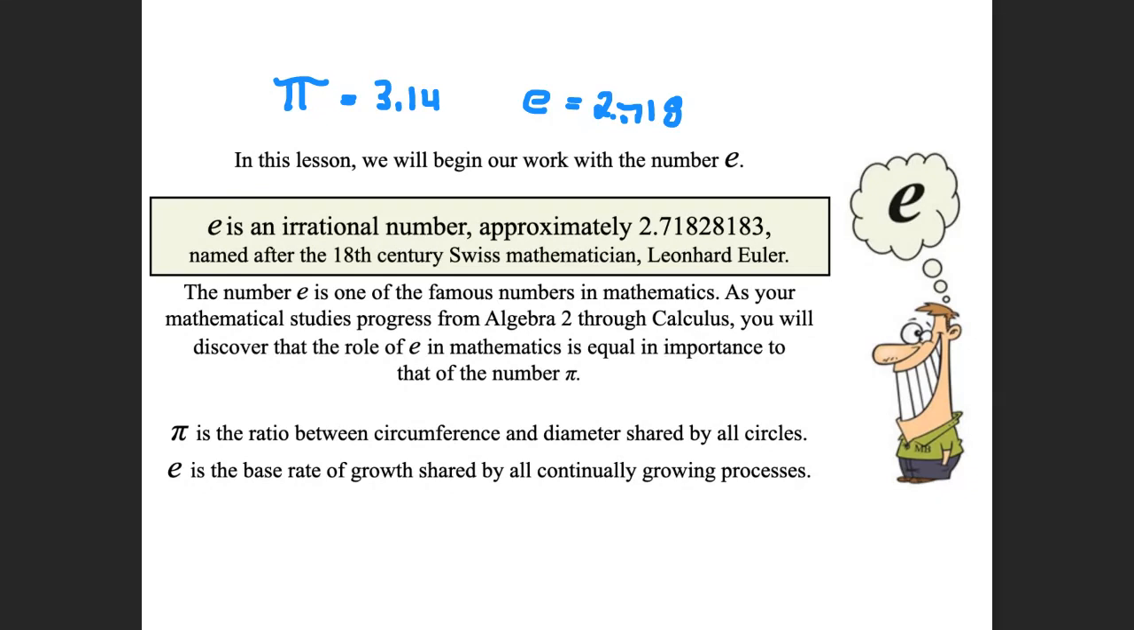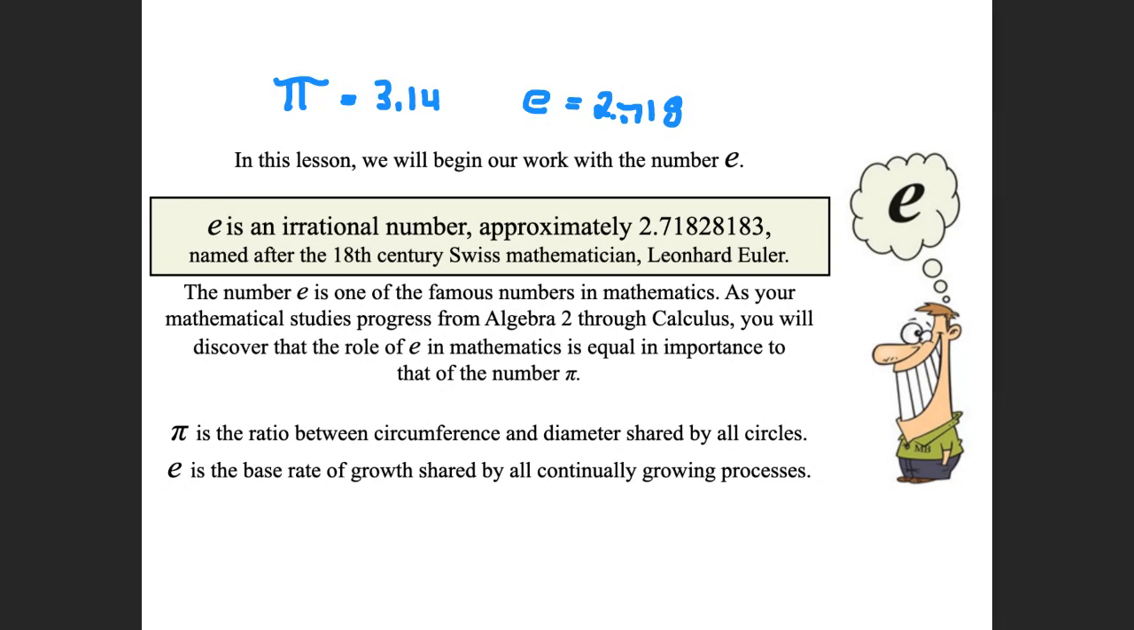It's one of these numbers, just like pi. It doesn't end, it just keeps going on forever. So usually if you use the letter or the number e, you want to take it out 3 decimal places. The number e is one of the famous numbers in mathematics. As your mathematical studies progress from Algebra 2 through calculus, you will discover that the role of e in mathematics is equal in importance to that of the number pi.